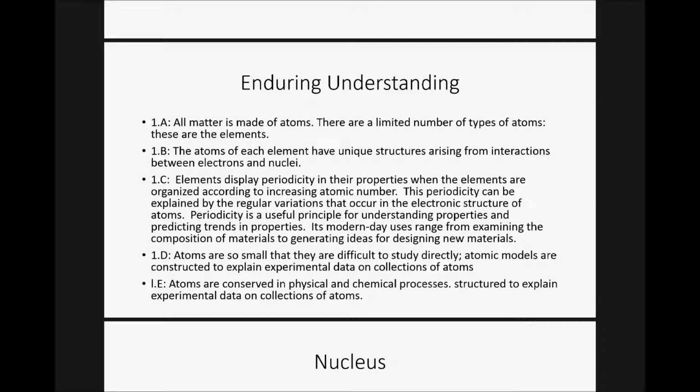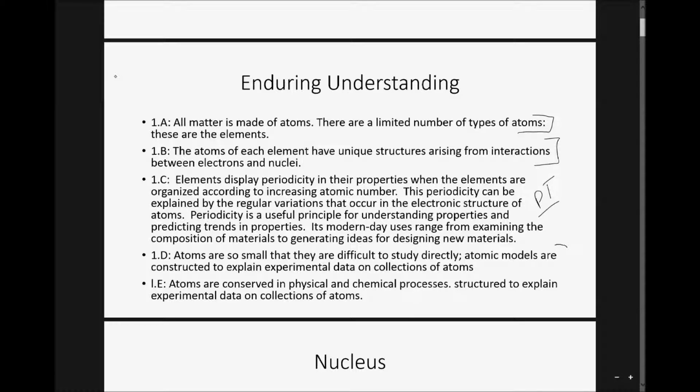So here are all the enduring understandings, and I'm not going to walk through them directly. All matter is made of atoms. An atom is a whole item, and that's an important opposite right there. Atoms of each element have unique properties, so we're looking at the electrons versus the nucleus. This is periodic trends, probably the largest source of questions on the AP exam.